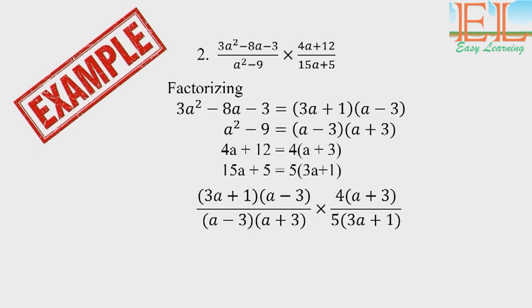Cancelling a minus 3 and a minus 3 from the numerator and the denominator, I can also cancel a plus 3 and a plus 3. Equally, 3a plus 1 can cancel 3a plus 1 on the denominator. Isn't that easy? And when that cancellation is done, I'll have my final solution as 4 over 5. Very, very nice, isn't it?